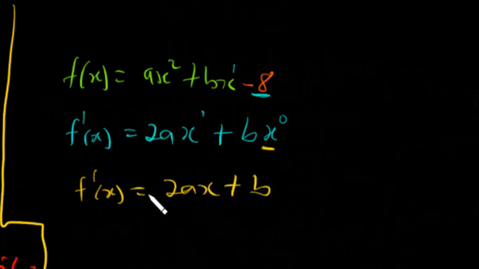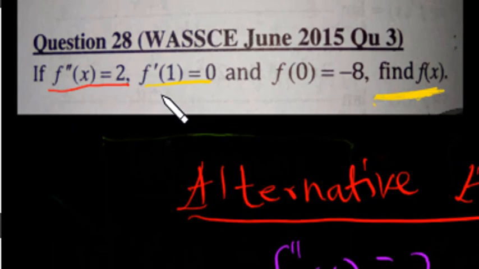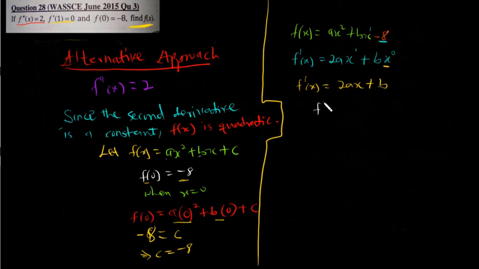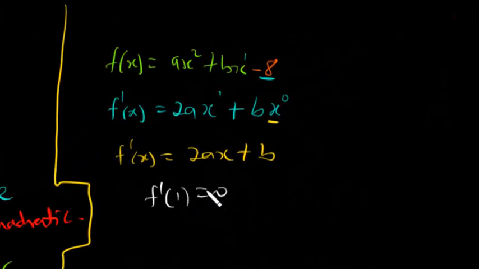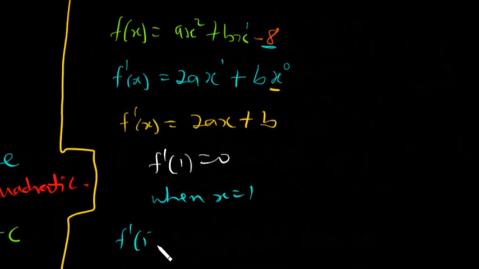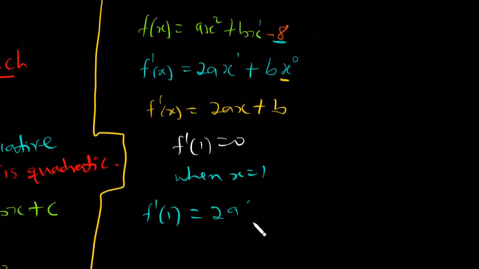Okay, so f prime of x is going to be 2ax plus b, because any number raised to the power 0 is 1. Now we have this first derivative function, and because we have this equation here, that is f prime of 1 equals 0, let me write it down here for reference. That means when x equals 1, the function evaluates to 0. So you have f prime of 1 equals 2a, where x is 1, so we put 1 there, plus b. And when we put 1 into f prime of x, we get 0 here.